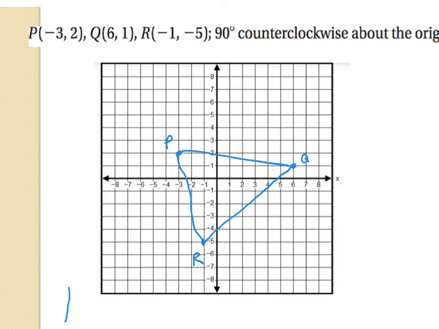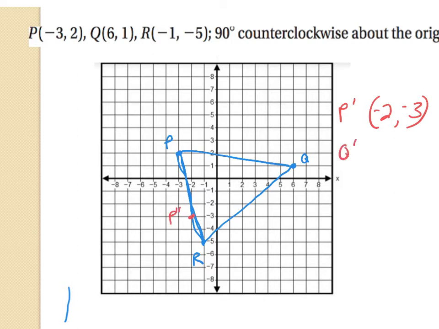Now we're going to take that and go 90 degrees. So we're going to switch the order, and it's going to go to the left. So when I go to P prime, I'm going to switch the order, 2, 3, and P is going to go counterclockwise. It's going to go to the left to the third quadrant, so it's going to be -2, -3.